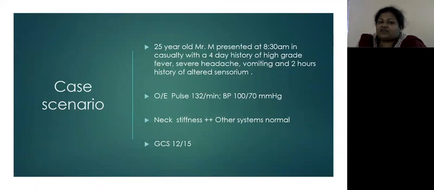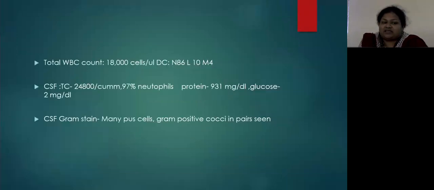The first is a 25-year-old man. He presented in the morning to casualty. He has a 4-day history of fever, headache, vomiting, and for 2 days he is altered. His GCS is 12 by 15. He is tachycardic, tachypneic, BP is 100 by 70. He has neck stiffness and all other systems are normal. What does this look like? It's a person with an acute meningitis.